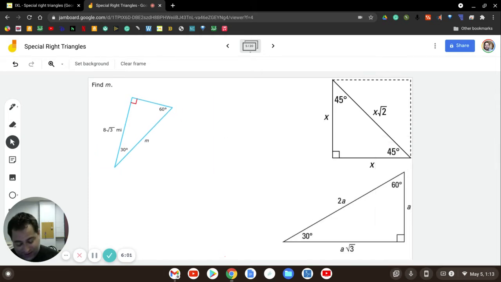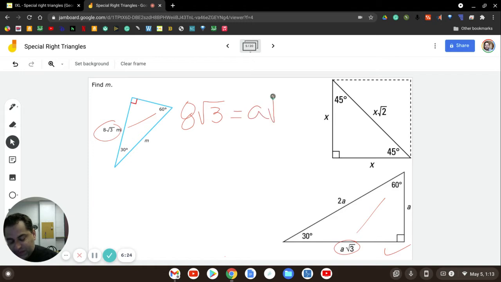Okay, once again, I have a 30, 60, 90 triangle. I can see that opposite 60 degrees, I have 8 square root of 3. Opposite 60 degrees, I have A square root of 3. So I know that 8 square root of 3 is equal to A square root of 3. I can solve for A, right? I'm going to divide by the square root of 3 on both sides, and I can cross off what they have in common. And I get A is equal to 8.